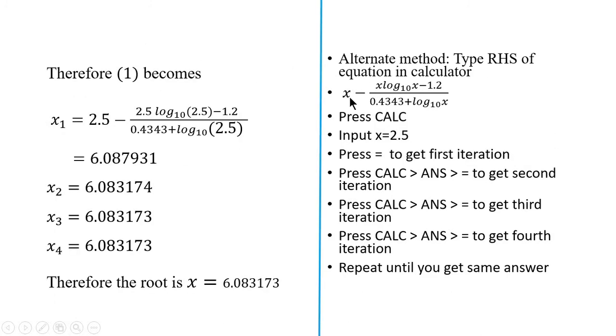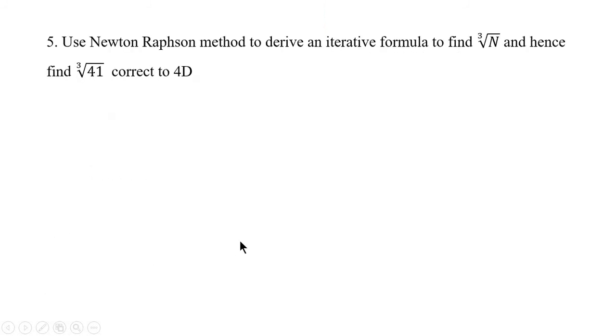Okay, like I said, I am using the alternative method. So type the right hand side, x minus f of x by f dash of x. Press calc, it will ask you what is the initial root. Here our initial root is 2.5, and then repeat these steps. You will get all the iterations. Stop when you get the same answer.